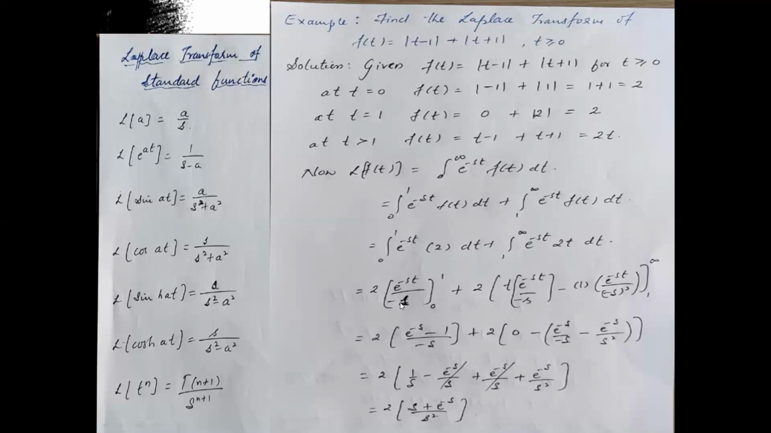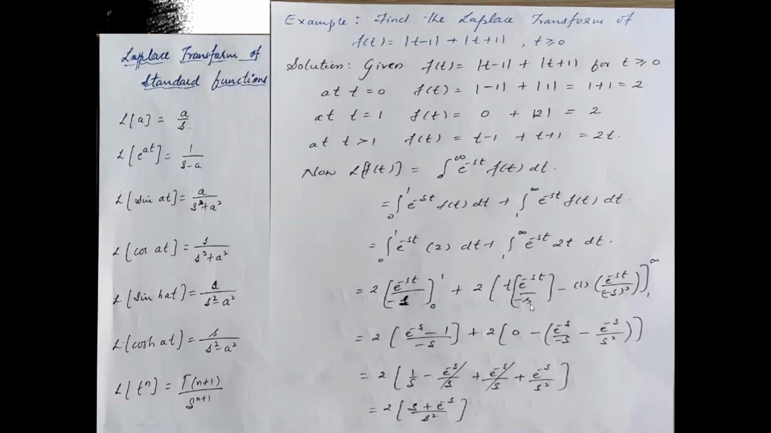Integration of e raised to minus st is e raised to minus st divided by minus s. Limits are from 0 to 1. Plus we have 2 as a constant here, and we need to evaluate the integration of t into e raised to minus st. So it is a product of two functions, t into e raised to minus st.